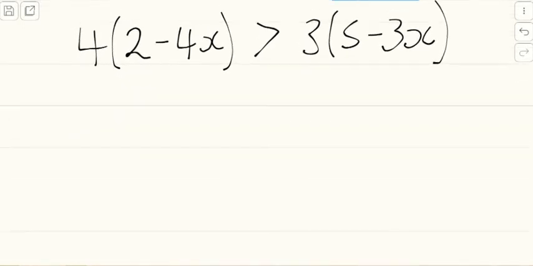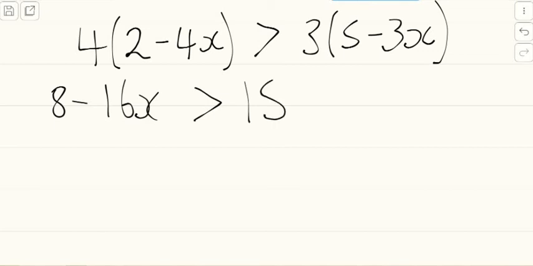Okay, and from this point, we can just expand the brackets. So we get 4 times 2, which is 8. 4 times minus 4 is minus 16x. Here we're just expanding, so this doesn't count as multiplying by a negative number. Expanding a bracket does not change the value. On the right hand side, we have 3 times 5, which is 15. 3 times minus 3x, which is minus 9x.